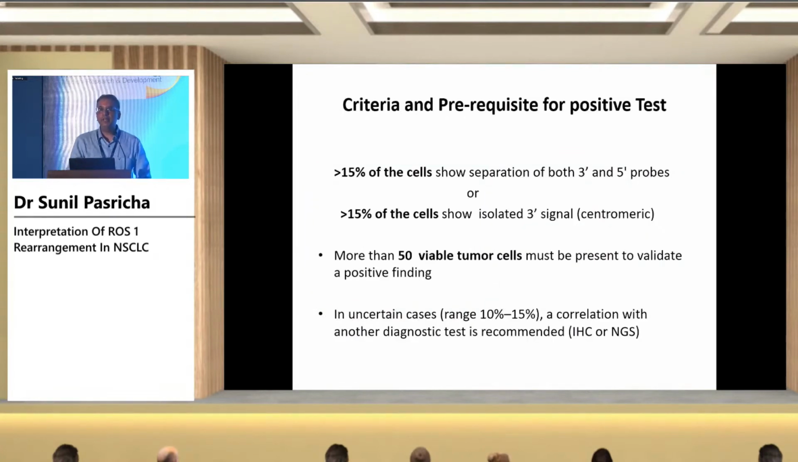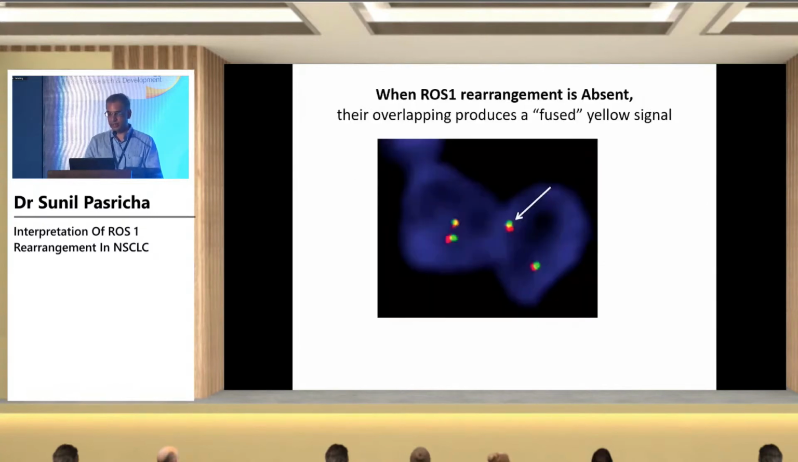So this is the criteria and the prerequisite for a positive test: more than 15% of the cells should show separation of both 3' and 5' probes, or more than 15% of cells show an isolated 3' centromeric signal, but not the 5' signal. And the prerequisite is that more than 50 viable tumor cells must be present to validate a positive finding. These 50 cells that we evaluate should be sequential. There should be no cherry picking of a particular cell showing a break apart signal. In uncertain cases, if there is a range of 10 to 15%, correlation with another diagnostic test, IHC or NGS, is recommended.